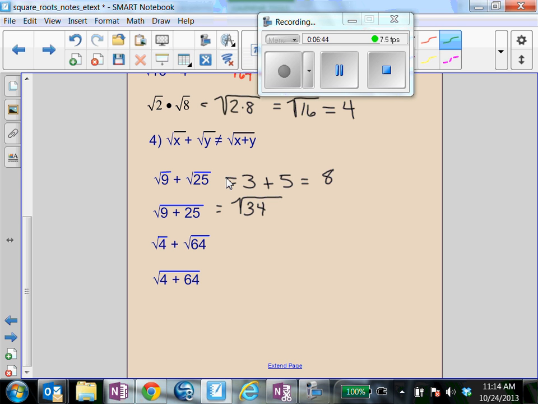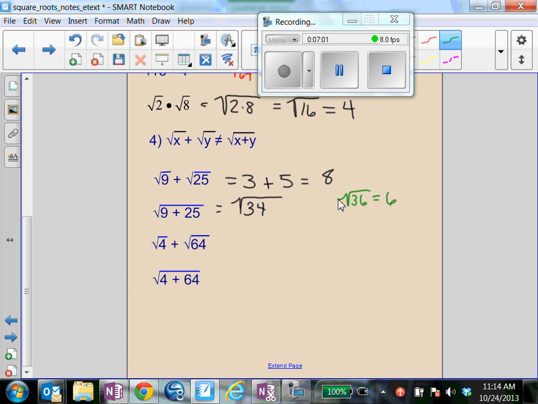So what is a perfect square that's really close to 34? 36 is a perfect square that's really close to 34. So if I take the square root of 36, that equals 6. So the square root of 9 plus the square root of 25 just equals 8, and the square root of 9 plus 25 equals the square root of 34. That's the answer. But what if I was to ask you something like this?